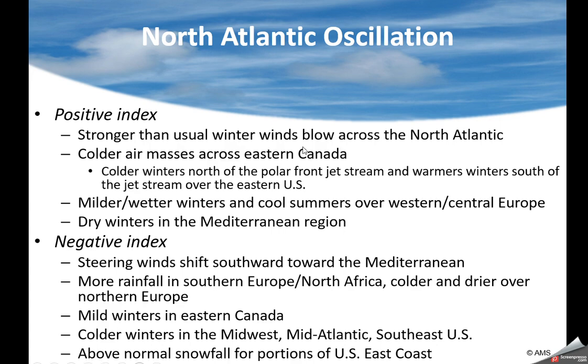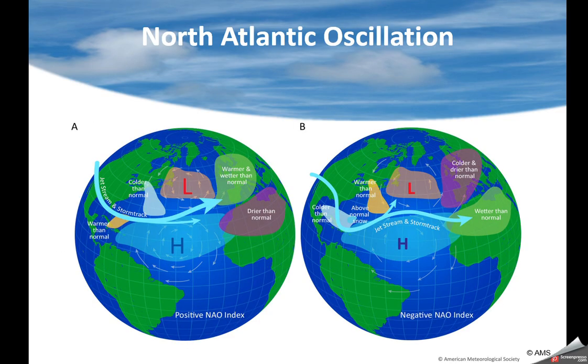The positive ones tend to bring colder winters north of the polar jet stream, warmer winters just to the south of the stream, along the eastern United States. Negative ones, kind of more snowier winters. A lot of nor'easters may develop. You can see here the general look at that as well.